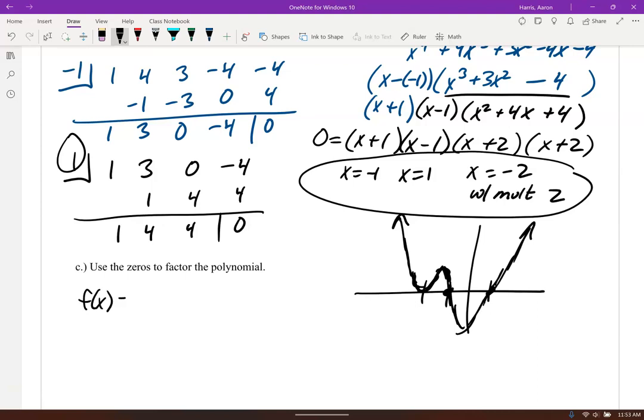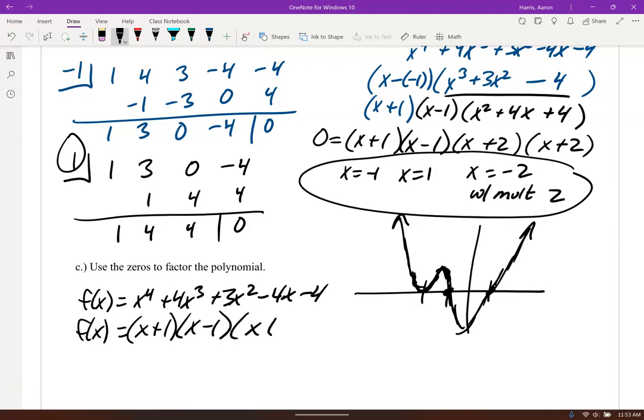Well, here was our function. And here was our factored form, then I had 2 of these x plus 2s, right? That was our factored form.